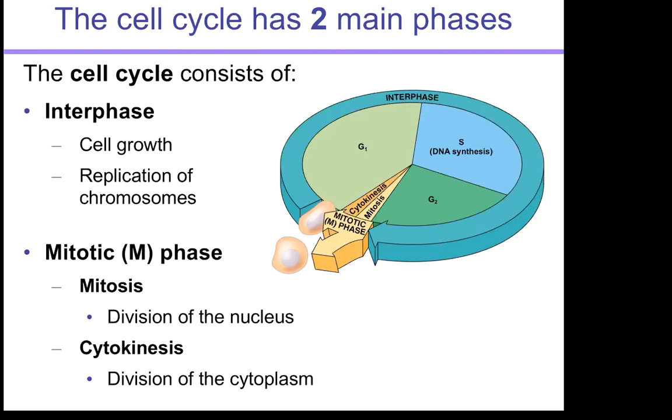The mitotic phase basically has two different parts. You have mitosis, which is basically division of the nucleus itself. So when you are done with mitosis, you have one cell with two nuclei. You've separated out the nuclear material. And then you have to divide the cell. That's what cytokinesis is. It's division of the cytoplasm.